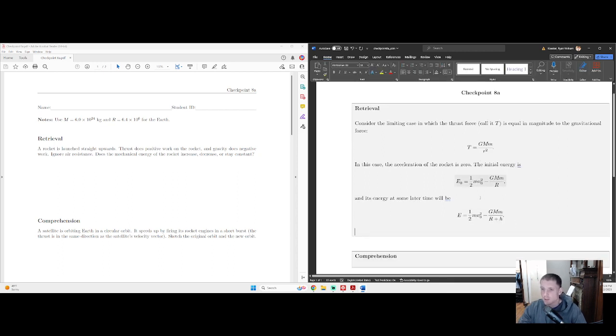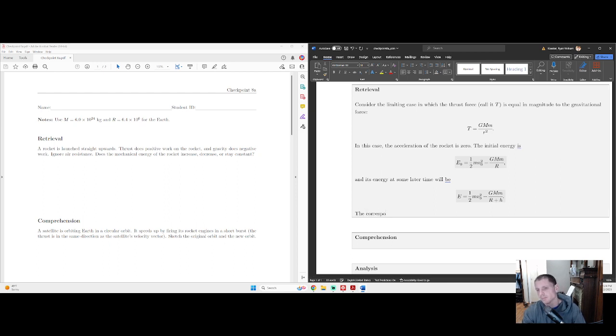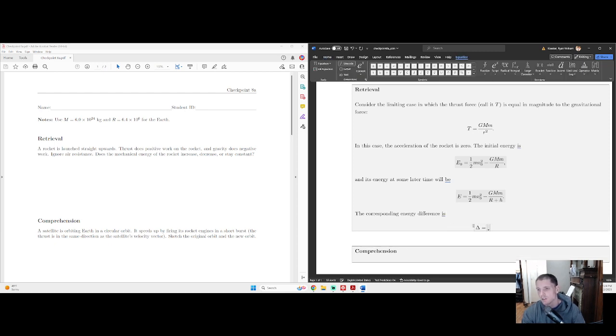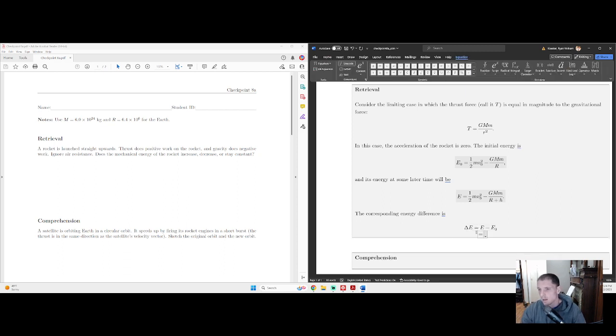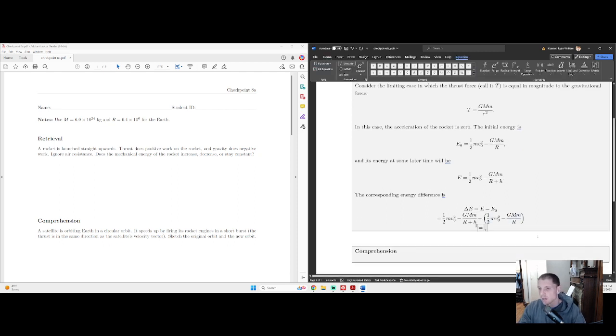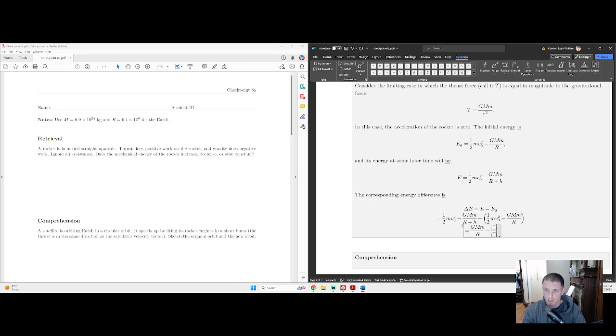So this energy difference, let's say the corresponding energy difference is delta E. This is E minus E initial. And I'm just going to copy and paste this. It's this minus this, and we'll say that what this works out to be is G big M little m over big R minus G big M little m over R plus H.